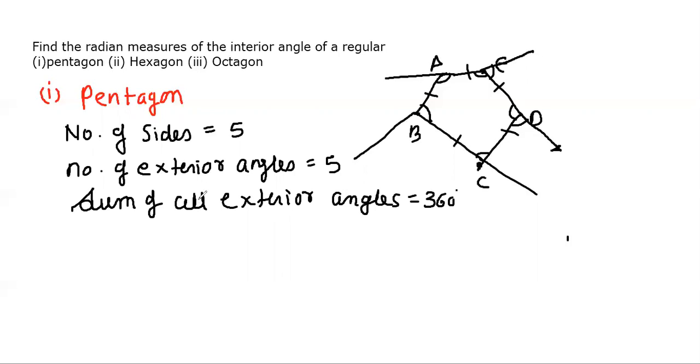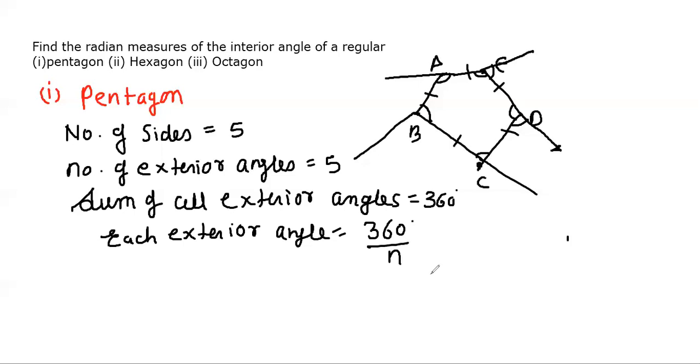Okay. So if I ask you each exterior angle, how to find out the measure of each exterior angle, I may say that the total angles are 360 degrees divided by the number of sides. Suppose there are n sides. Beta, this is a pentagon. So I may divide 360 degrees by 5. Now, if I divide 360 by 5, what would be my answer? 72. Very good, 72. Got it?